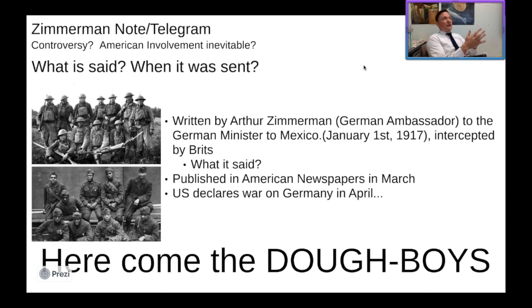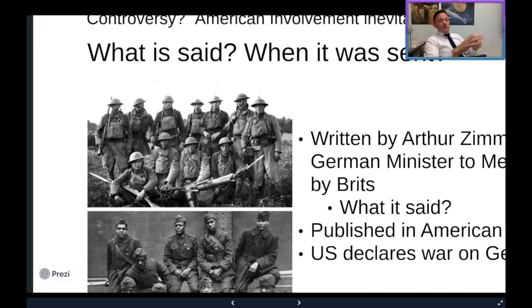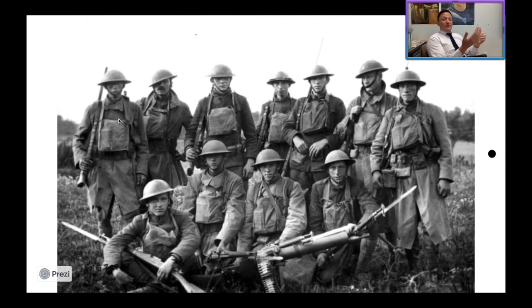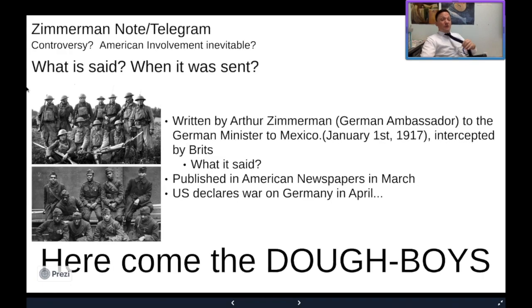So the thing about it though is the doughboys is actually the slang term that the European soldiers used to refer to American soldiers that are now coming into this war, due to the fact that the Zimmerman telegram and unrestricted submarine warfare have now convinced the American government to get involved, right? So those are your doughboys right there.